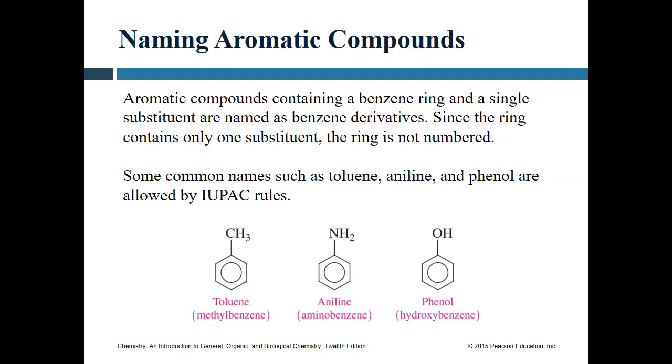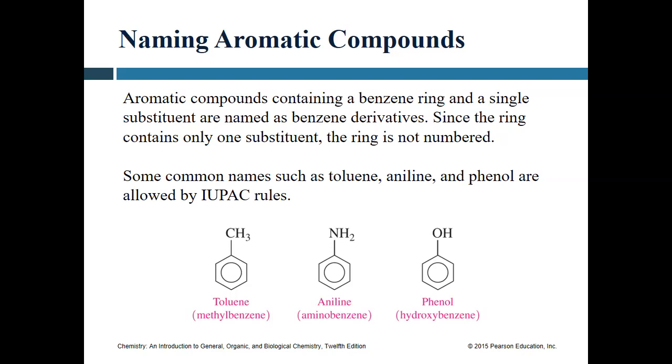Benzene with a nitrogen group on it, this NH2 group, which we haven't talked about yet fully, we'll get to. This is an amino group. So aminobenzene would be the proper name of it. Aniline is the more common name for it. Hydroxybenzene, a benzene ring with an OH group on it, is most commonly known as phenol.